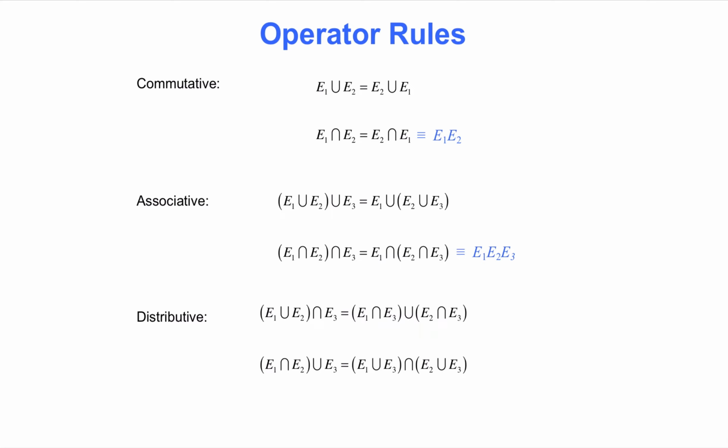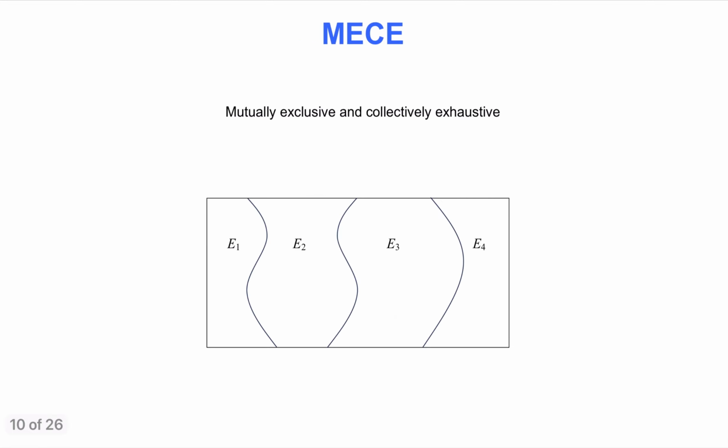The distributive rule is similar to how we multiply a number into a parenthesis that contains a sum in mathematics. For example, here the intersection with E3 is applied to each of the events E1 and E2 that appeared in union inside the parenthesis. The next slide introduces a phrase that you will hear in probabilistic analysis.